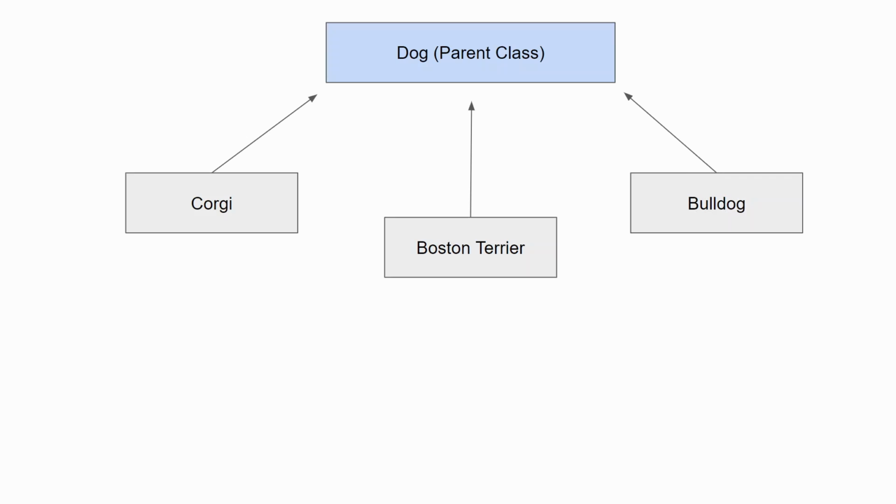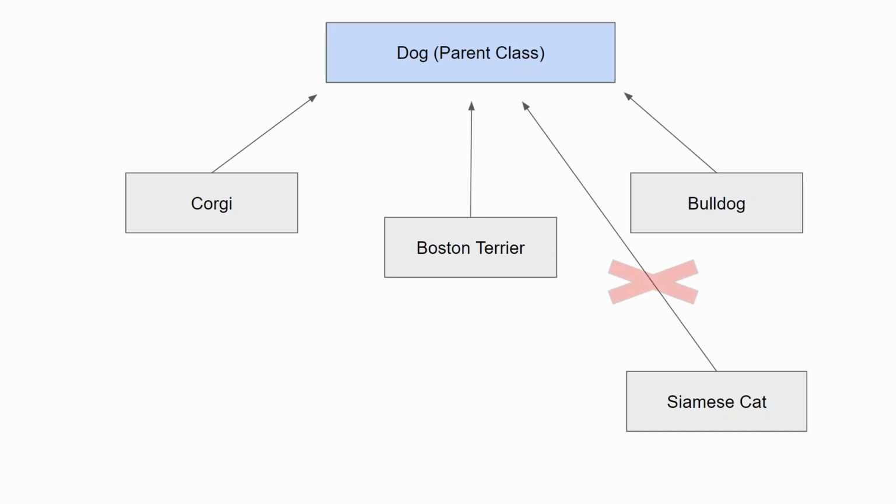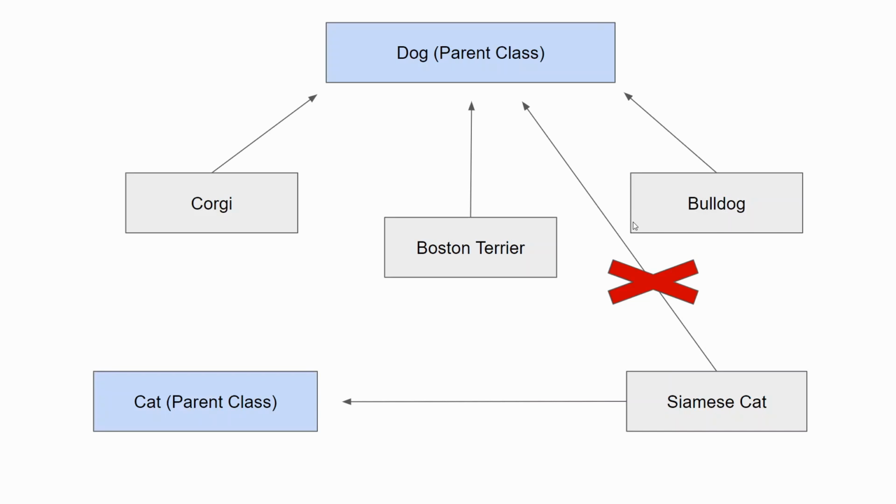Now, let's say we had another class called the Siamese cat. Would it make sense to have the Siamese cat as a subclass of the dog class? And the answer is no, because a cat should not be able to bark. A cat should not be able to inherit the properties of a dog, and instead what would make more sense would be to make a cat class and make it a parent class of the Siamese cat. Now that we've learned a little bit about the functionality of subclasses, let's get into actually coding one.